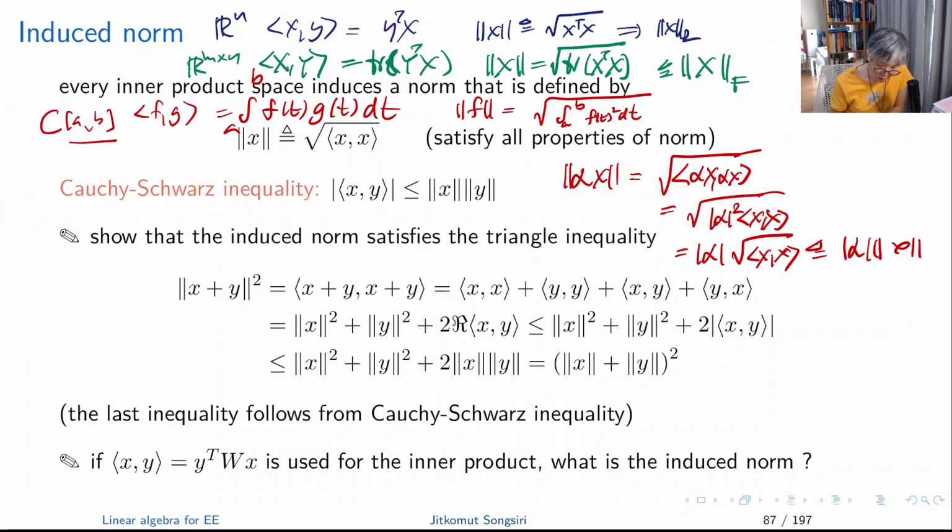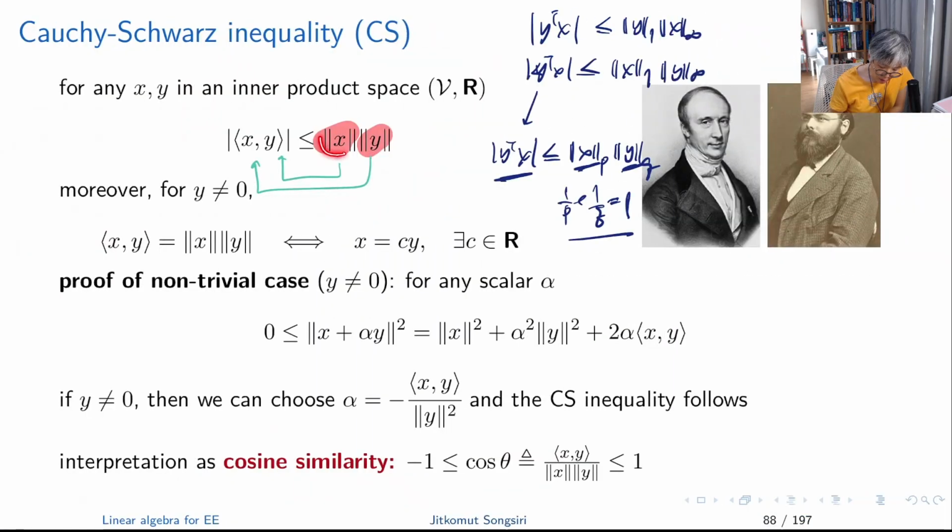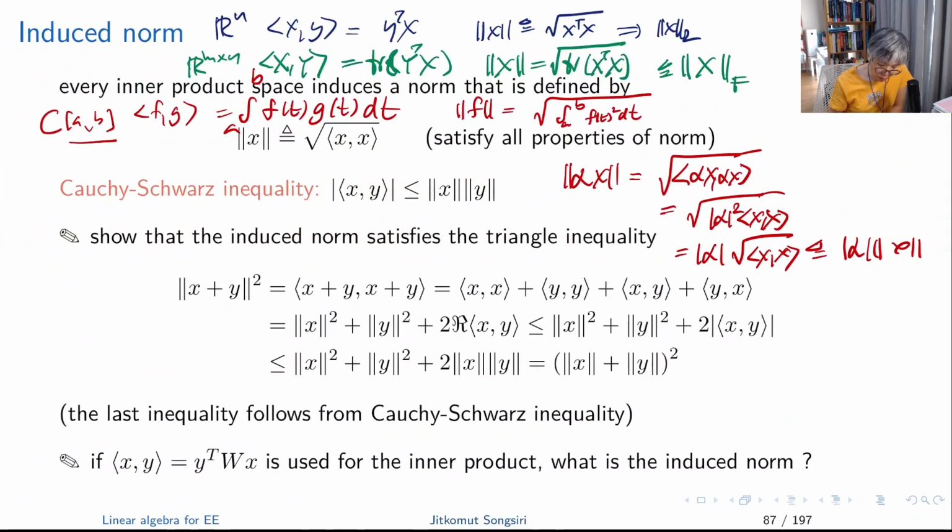Let me come back to this page: you use Cauchy-Schwarz, but this has to be the induced norm from this inner product. Now we go back to the concept of induced norm. I previously mentioned that the induced norm already satisfies two properties, homogeneity and positiveness. Now I'm going to prove the last one, that the induced norm always satisfies the triangle inequality.